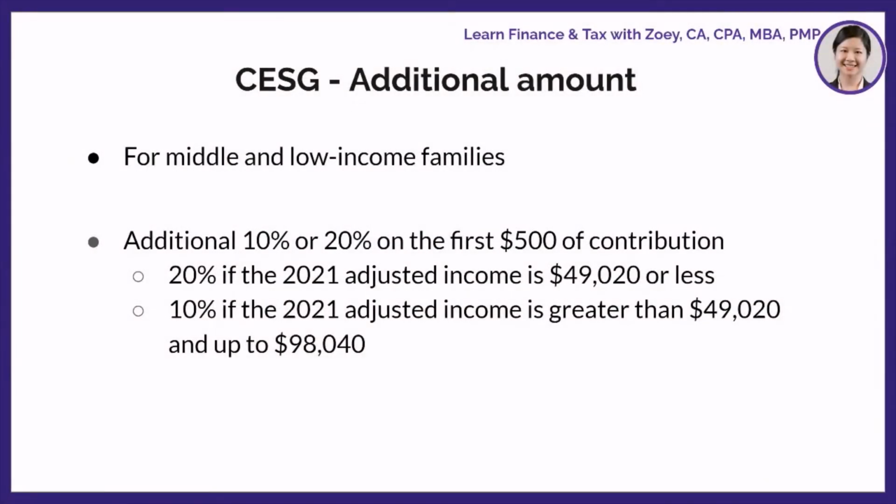Middle and low-income families qualify for the additional CESG, which is an additional 10% or 20% matching on the first $500 of contributions. The maximum amount of CESG a child can get, including the additional amount, is $7,200.